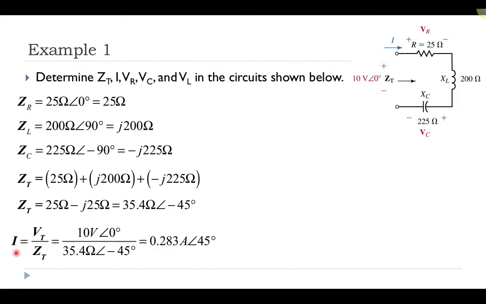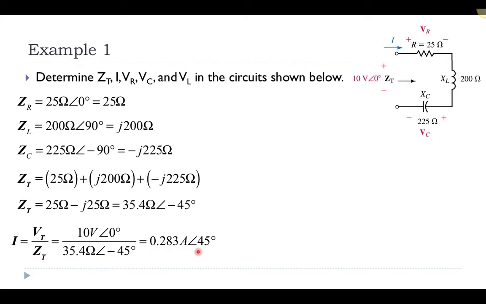Once I know what the total impedance is in the circuit, I can calculate what the total current is according to the equivalent of Ohm's law. I take the voltage total across those components and I divide by the total impedance. The total voltage is given to us as 10 volts with an angle of 0. The total impedance is 35.4 ohms with an angle of negative 45. 10 divided by 35.4 gives me 0.283 amps. And then 0 minus a minus 45 degrees gives me 45 degrees.